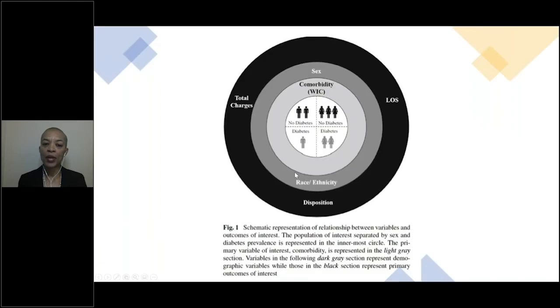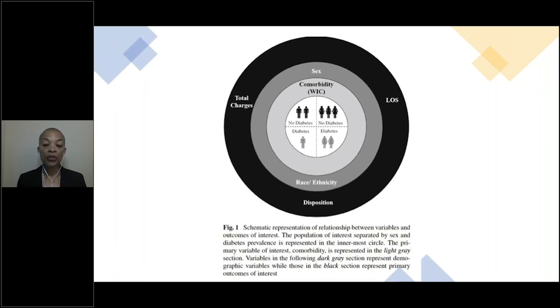What we found and what we learned was this. We came up with this schematic to sort of take a look at who has diabetes, who doesn't have diabetes, what are the comorbid conditions that cling to and with diabetes. Is it obesity? Is it heart disease? Is it mental health? We wanted to discern how this affected and infected those based on their sex, based on race and ethnicity. What are the total charges, length of stay, and again, as we mentioned, the disposition.